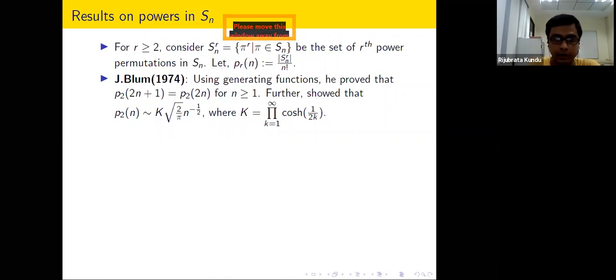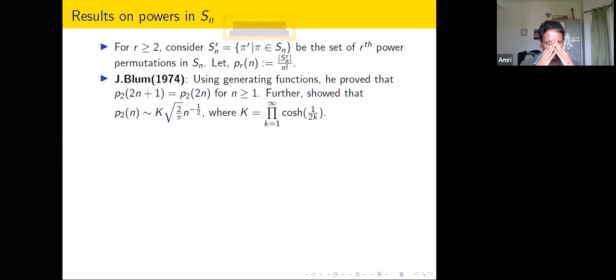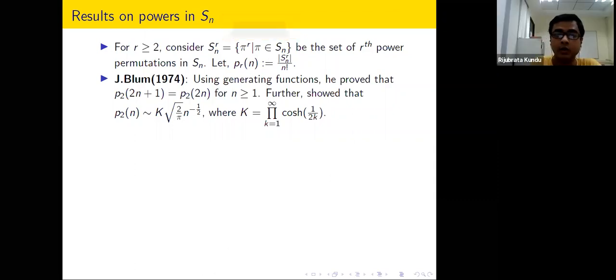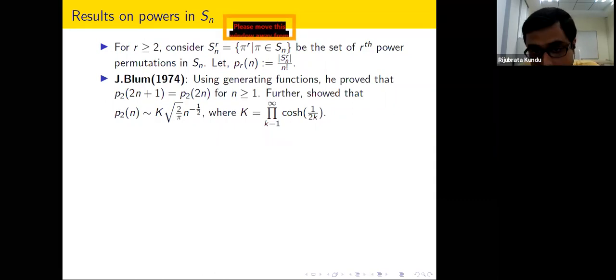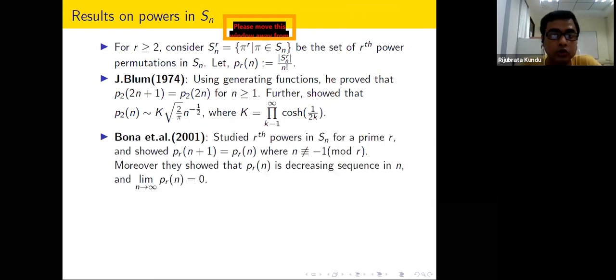Further, he showed the following asymptotic: as n goes larger, p_2(n) is close to K·√(2/π)·n^(-1/2), that is, of order 1/√n, where the capital K is given by the infinite product, the product over k from 1 to infinity of cosh(1/2k). He used generating functions and their analytic properties to arrive at this result.